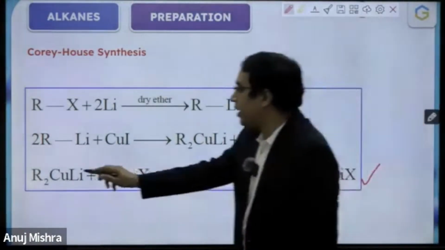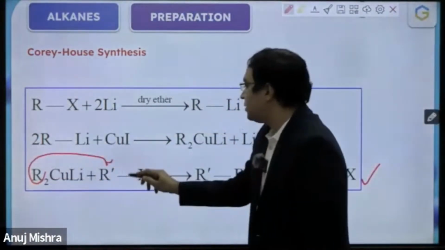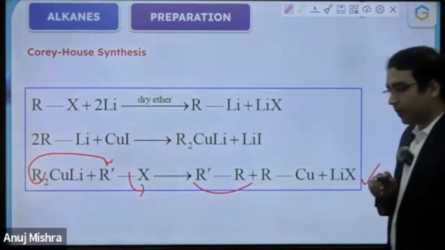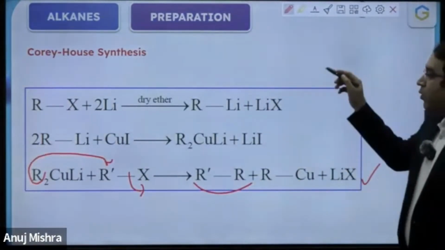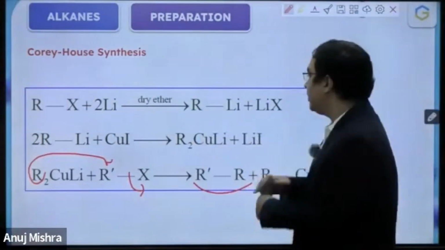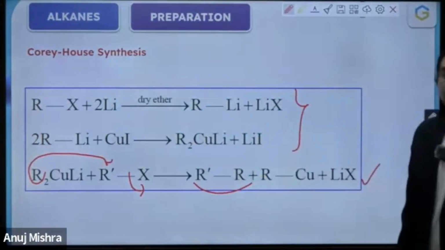In this, who is going to attack? R minus is going to attack on R prime. X is out. Formation is this. Do you know this? At the same moment, how to form R2CuLi? These are two steps. Okay.